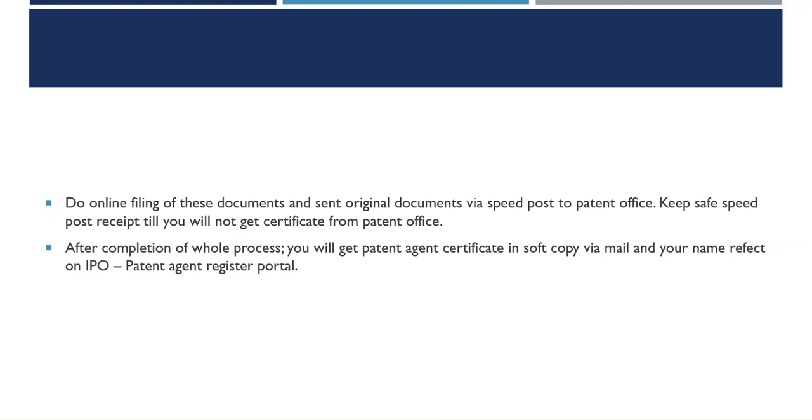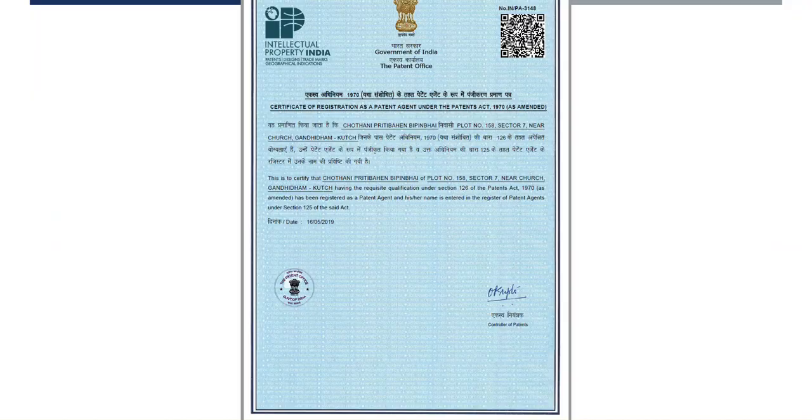So that also I will show you where you can go for the online submission, as well as from where you will get your name after completion of all this process. So this is the certificate you will get from the patent office after completion of all the process and verification has been done.